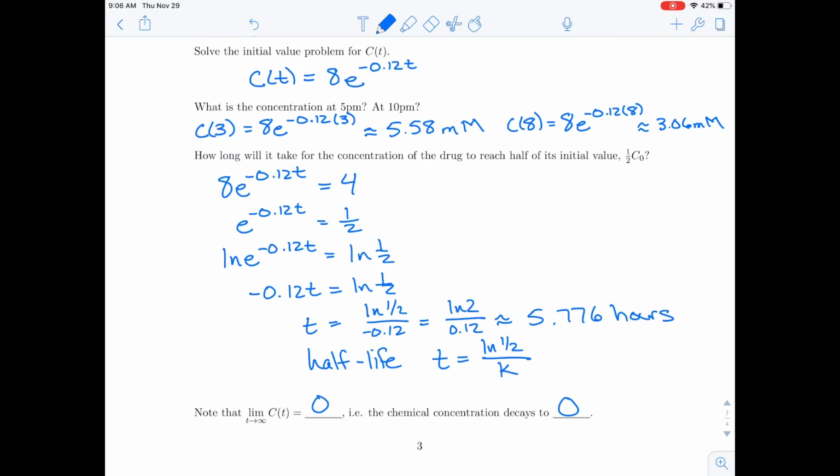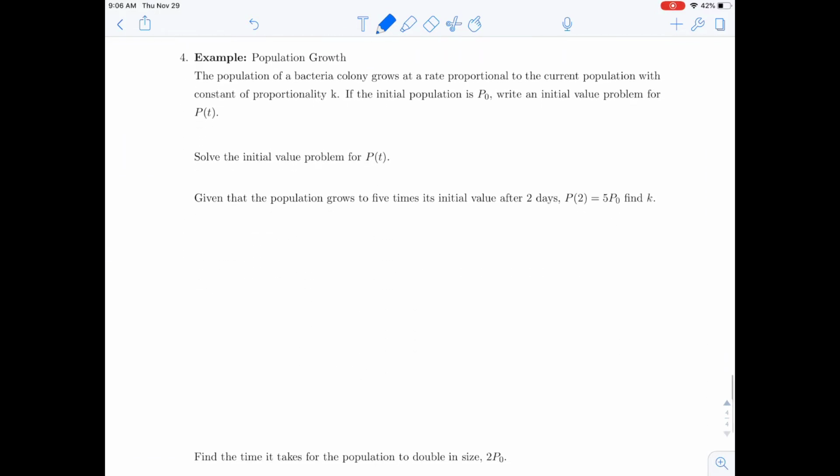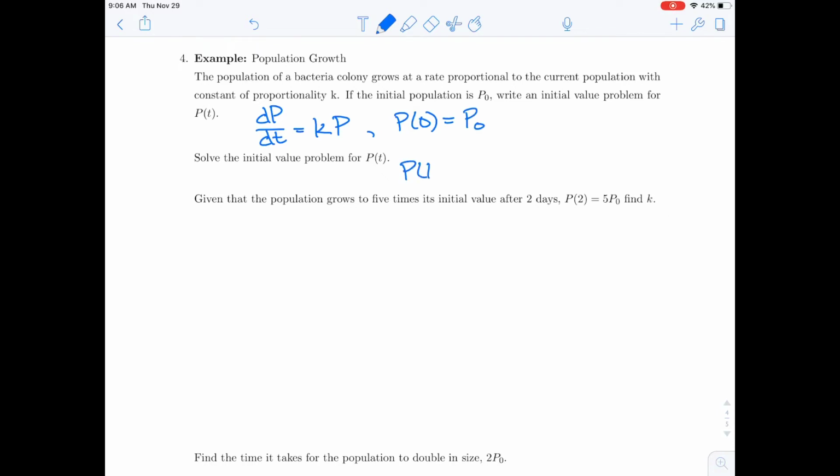I'll now move on to an example of population growth. The population of a bacteria colony grows at a rate proportional to the current population with constant of proportionality k. That says that the rate of growth, dP/dt, is equal to k times the current population, P. And the initial population in this case is going to be given by P of 0 equals some value P sub 0. The solution to this equation, P of t, is again going to equal P sub 0 e to the constant of proportionality k times t.